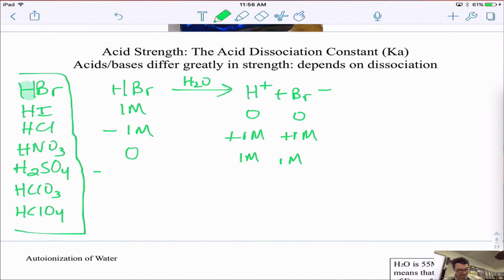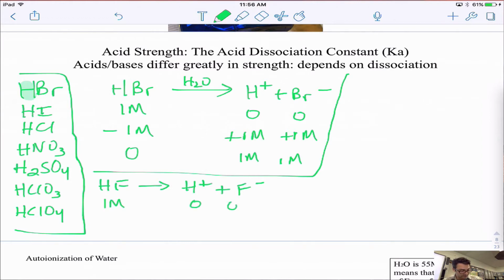If I were to look at a weak acid, which is not on the list, something maybe like HF, HF will also undergo the same ionization, but to a much lesser degree. It won't ionize nearly as much. So if I have my 1 molar and 0, this might ionize maybe 2%. That would be minus 0.02 molar, plus 0.02 molar, and plus 0.02 molar. So we'd have 0.98 molar, 0.02 molar, and 0.02 molar.